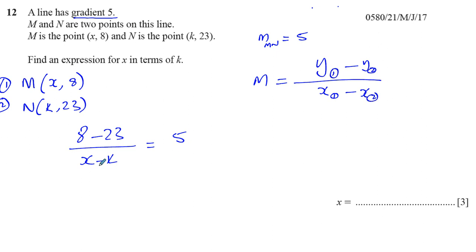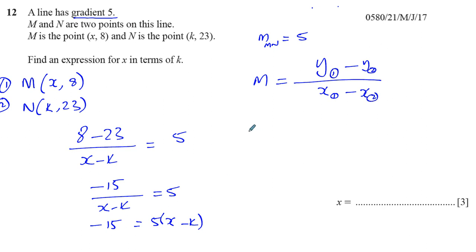Okay, now what I can do here is cross multiply. First I've got minus 15 over x minus k is equal to 5. Now I want to make x the subject of the formula. x is in the denominator. I don't want it in the denominator, so if I multiply both sides by x minus k, I'll have minus 15 equals 5 times x minus k. I don't want to have this 5 here, so I can divide both sides by 5.